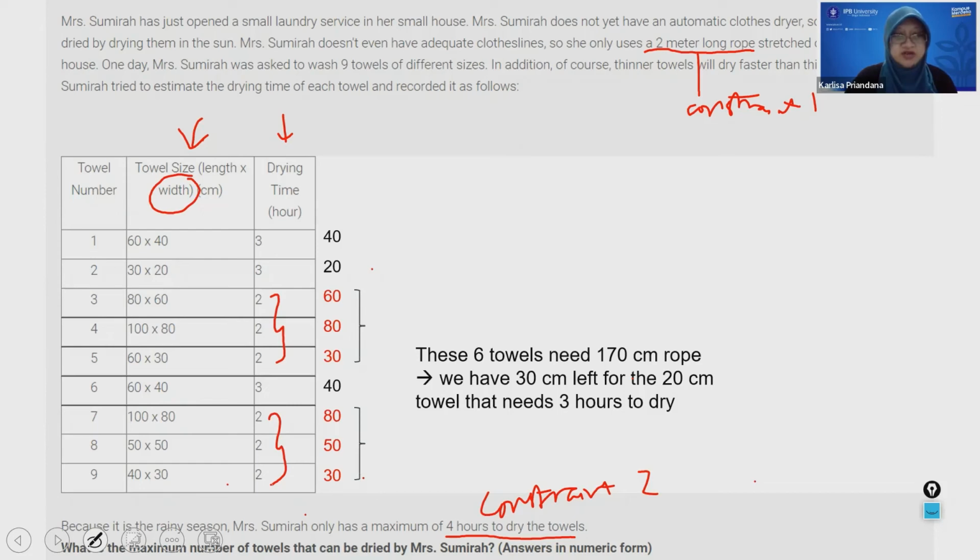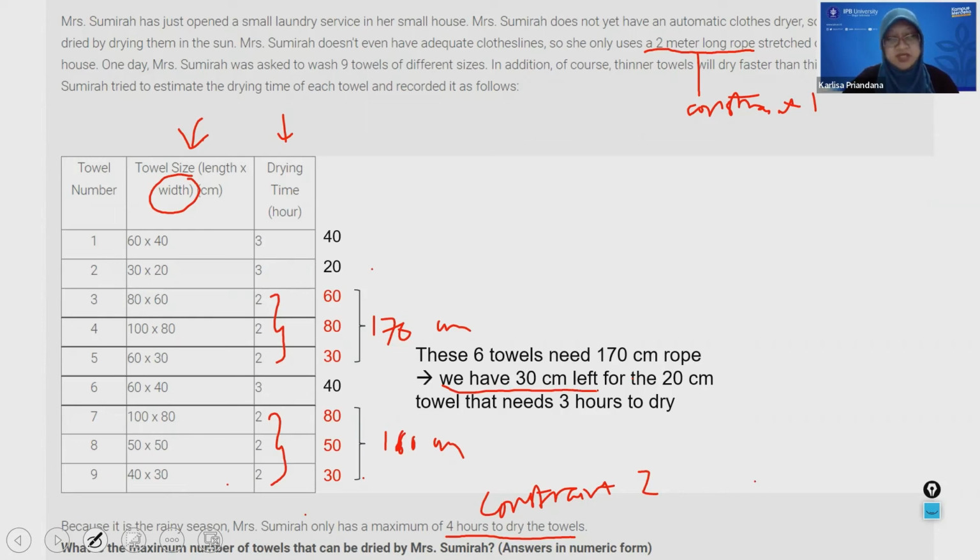So let's calculate here. 80 plus 30 plus 60 is 170 centimeters, right? How about the bottom one? It is 160 centimeters, right? 170 centimeters and 160 centimeters, and you can switch them. 2 hours and 2 hours each, right? So we have 30 centimeters left for the 20 centimeter towel. Basically, we have 30 centimeters left, right?